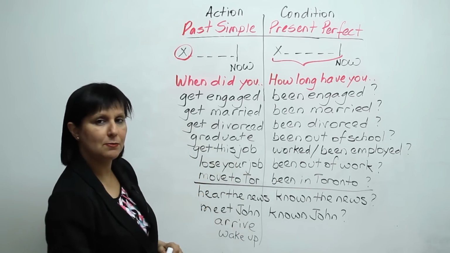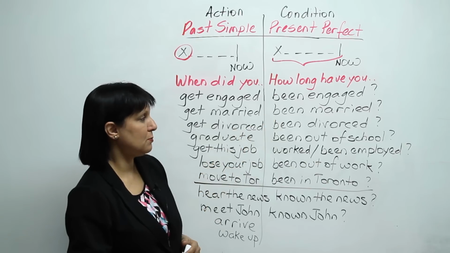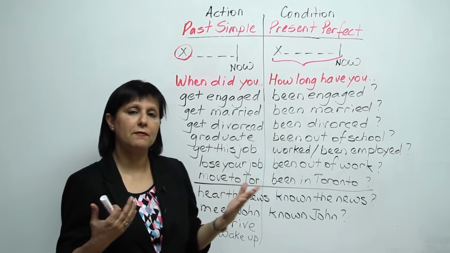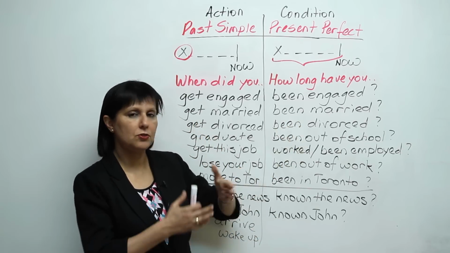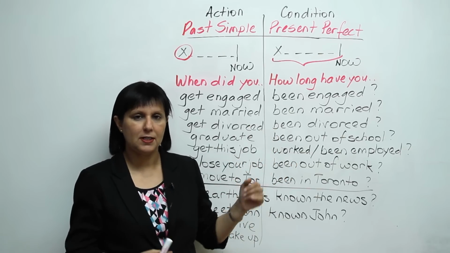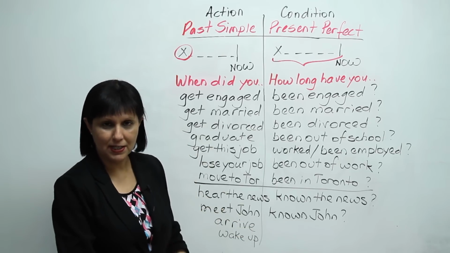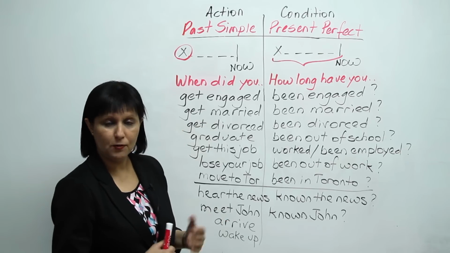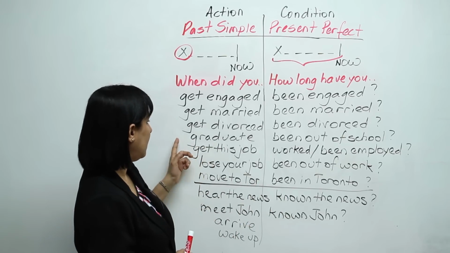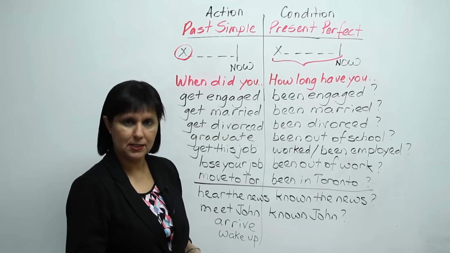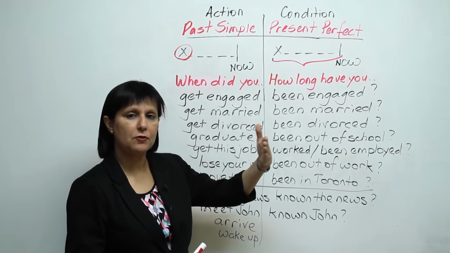All right? Let's look at some more common examples. When did you get married? Or in present perfect, the question would be, how long have you been married? Here you just want to know actually when it happened, and here you want to know the length of time or how long somebody has been married. All right? You can use this in good and bad situations in life. Okay? When did you get divorced? Or how long have you been divorced? Okay? Another one, when did you graduate? All right? Or present perfect, how long have you been out of school?